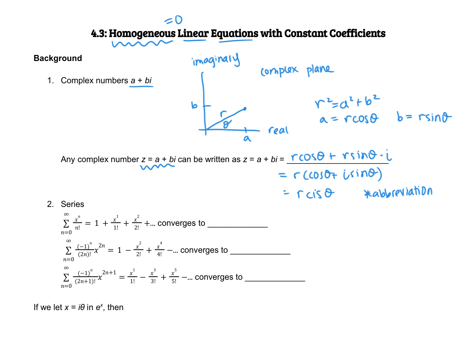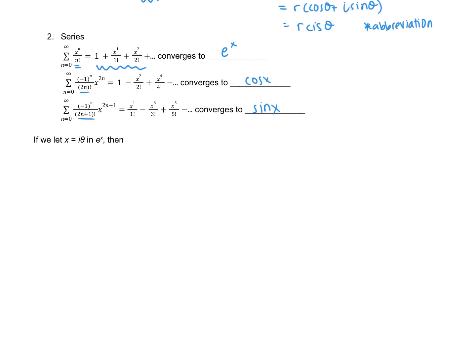Next thing that we need to talk about or review is some series. So if we take this first series, x to the n over n factorial, which looks like this if we expand it, that converges, if we remember, to e to the x. And then we have these next two series that you've also seen. We've expanded them for the first three terms. That second one, which has the 2n factorial, converges to cosine of x. And then the 2n plus 1, rather, converges to sine of x. Okay, so we're going to use some of those series.